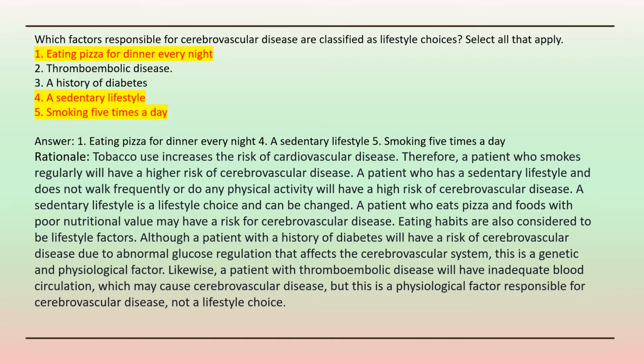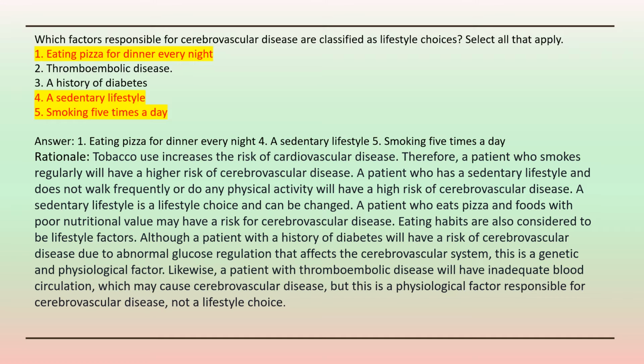Answer. 1. Eating pizza for dinner every night. 4. A sedentary lifestyle. 5. Smoking 5 times a day. Rationale: tobacco use increases the risk of cardiovascular disease. Therefore, a patient who smokes regularly will have a higher risk of cerebrovascular disease. A patient who has a sedentary lifestyle and does not walk frequently or do any physical activity will have a high risk of cerebrovascular disease. A sedentary lifestyle is a lifestyle choice and can be changed.